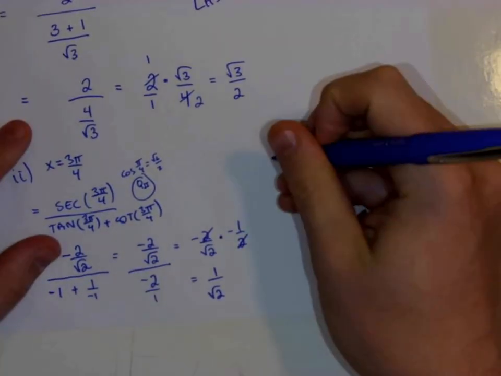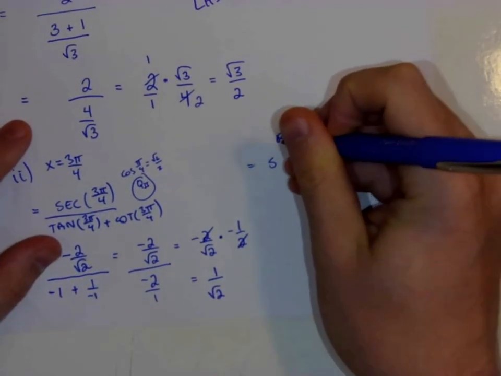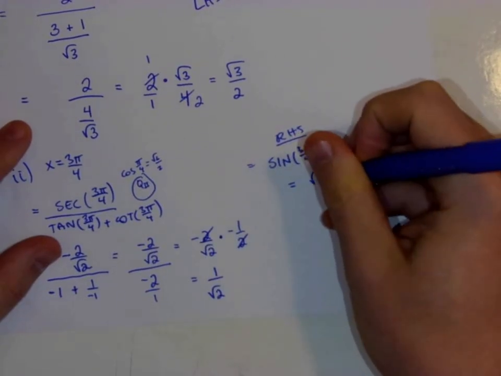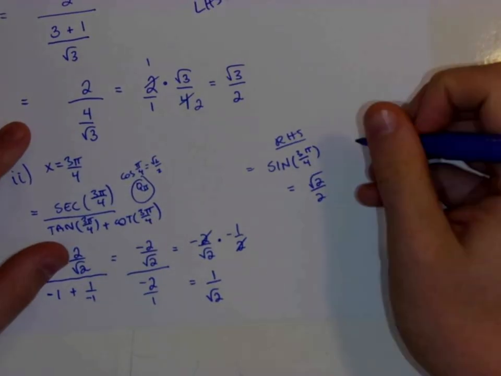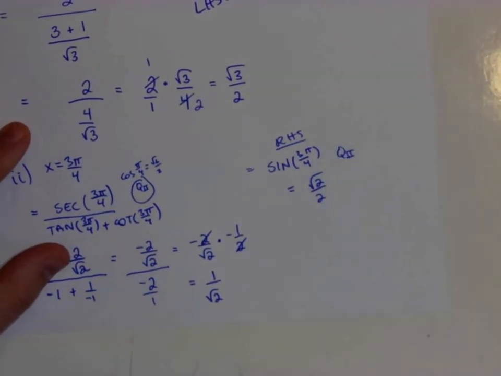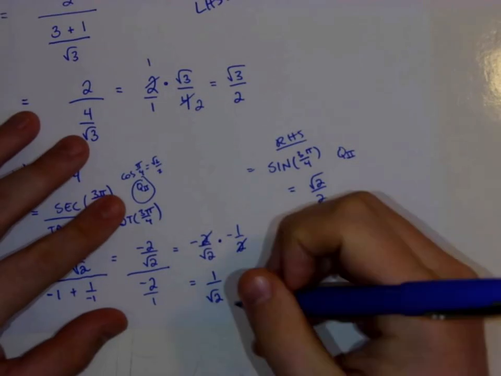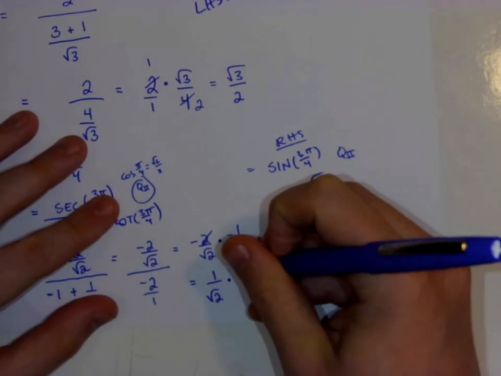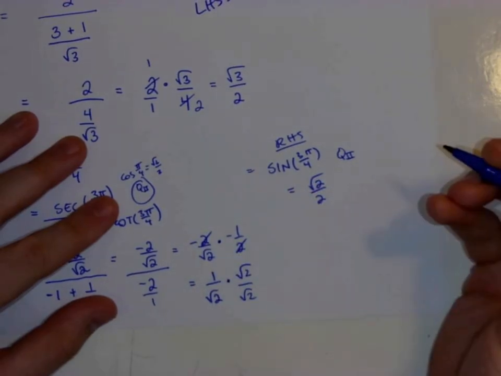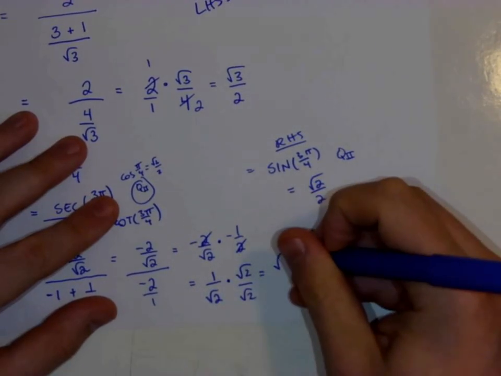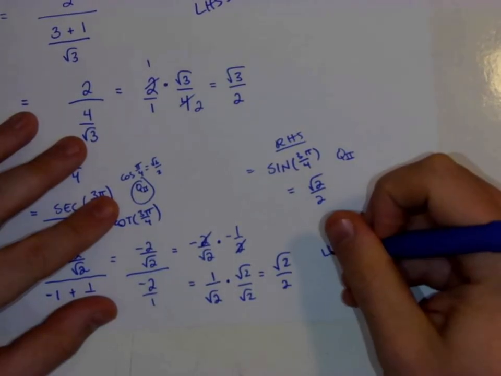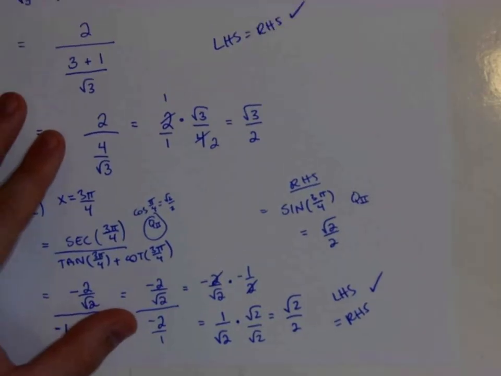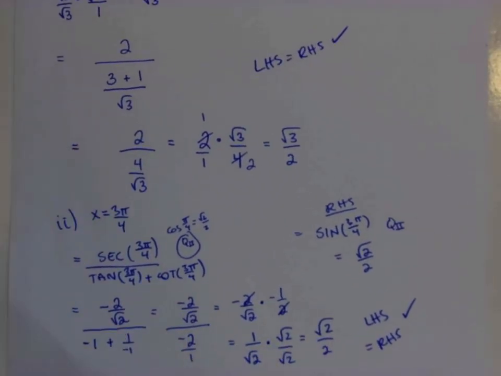Right-hand side, sine at 3 pi over 4 is equal to root 2 over 2, and it's positive because we're in quadrant 2. You might say that left side doesn't equal right side, but we haven't done a lot of rationalizing this year. If root 2 is on the bottom, just multiply by root 2 over root 2, and now the left-hand side equals the right-hand side.